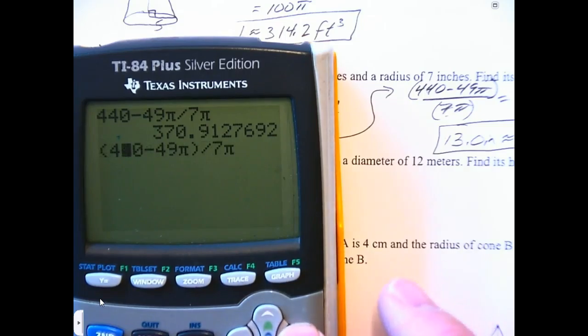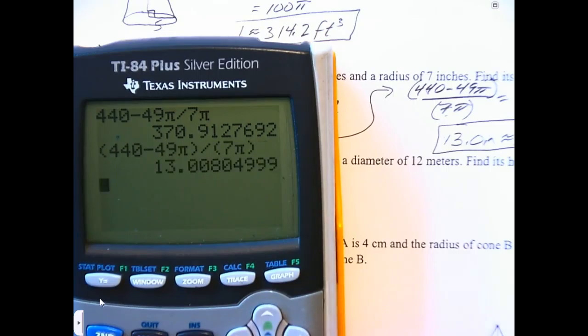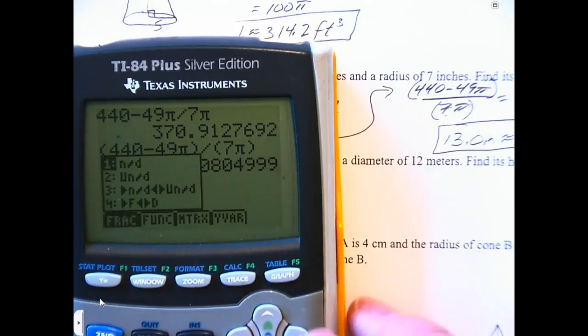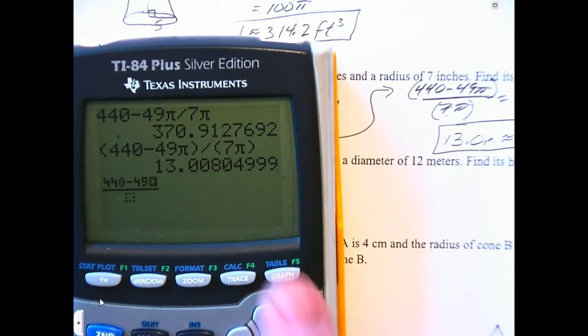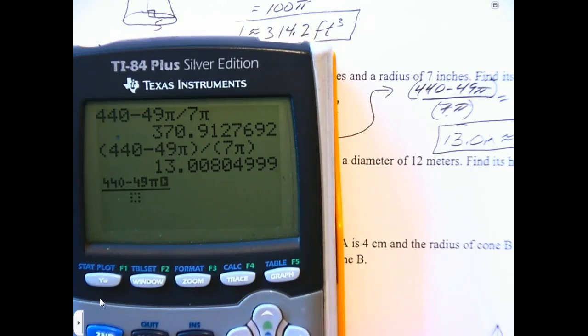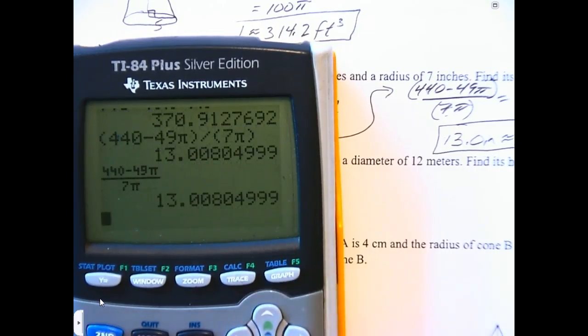That's your numerator. And then same thing on your denominator. You want to put those parentheses. Just get in that habit if you're not using MathPrint. MathPrint is where you'd actually use your fraction like this, and you put 440 minus 49 pi. And then on the bottom you have your 7 pi. There you don't have to put the parentheses because it's implied.